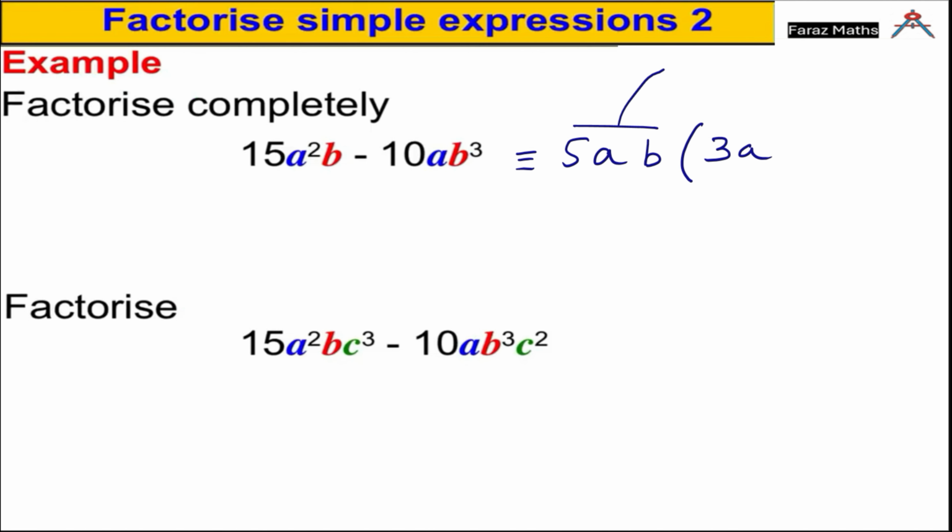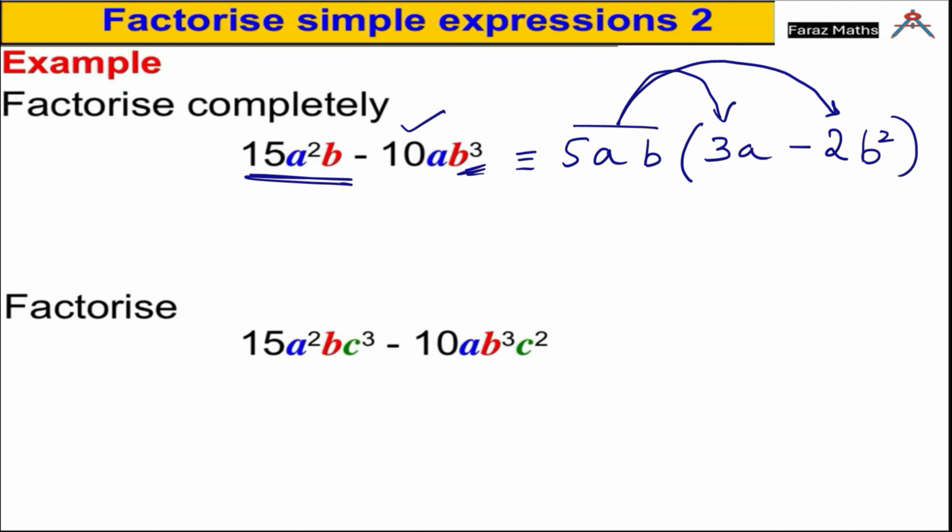So if you do 5ab times 3a, you will get 15a square b. Then minus 2. 5 times minus 2 is minus 10. A is already outside and b is already outside, but there is power 3. So you have to write b square there. Okay, if you multiply 5ab with minus 2b square, you will get minus 10ab cube. Okay, coming to the next.